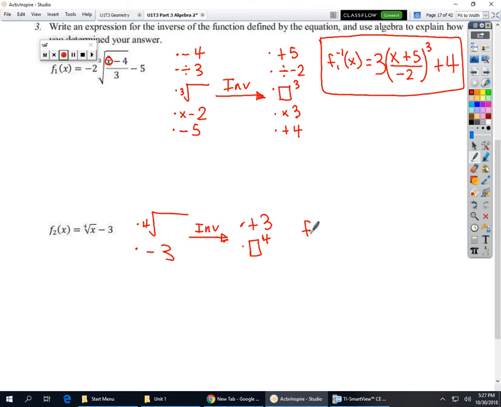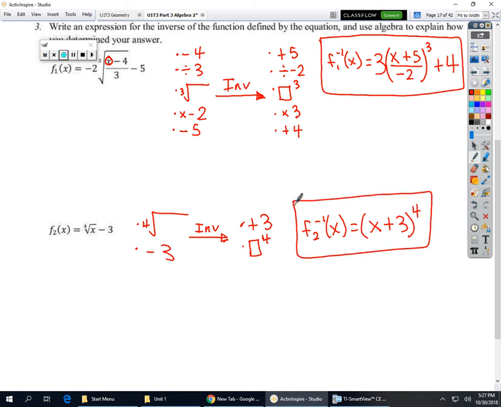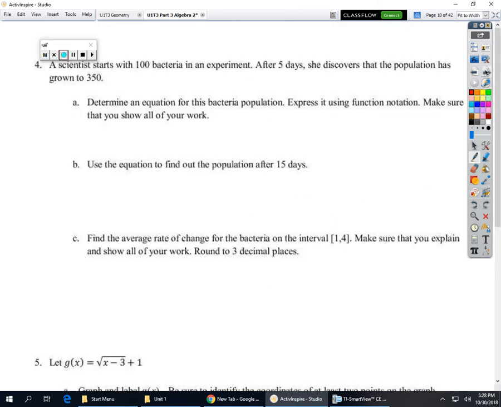So I write f2 inverse of x. Start with x. Give yourself some space. Add 3. Then power of 4. Right. There's my lovely inverse for this one. Yeah, this one's a lot easier. This one probably should have gone first. Inverses. Next. I definitely should have given you a lot more space on this one.